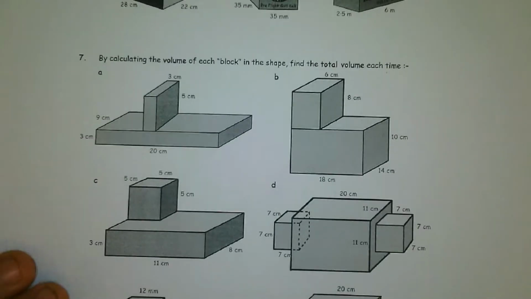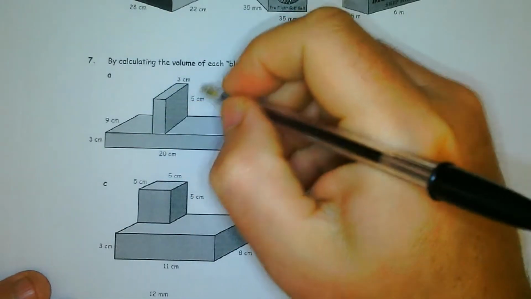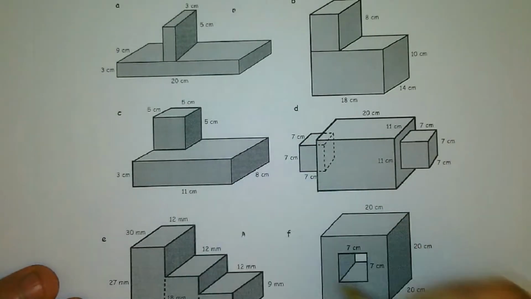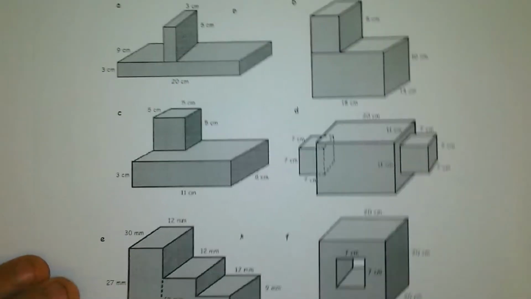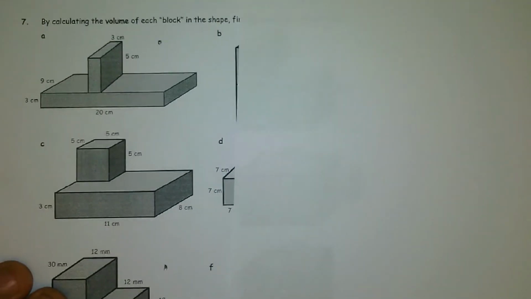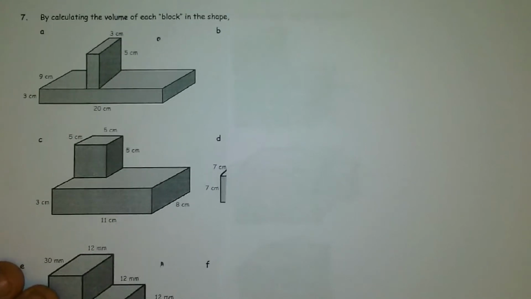So I think the ones I'd like to do is I'm obviously going to do this one, and I think I'll do this one. Okay, right. Seven A.